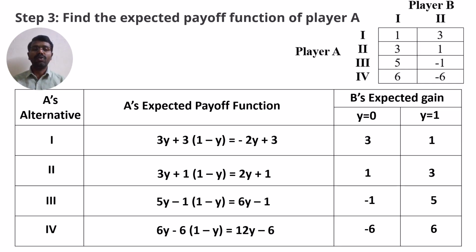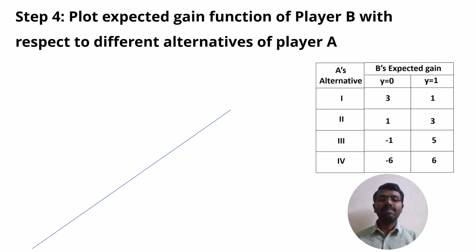Now let us go to the fourth step. The fourth step says to plot the expected gain function of player B with respect to the different alternatives of player A. We already got this in the previous slide, so now let us try to plot this.